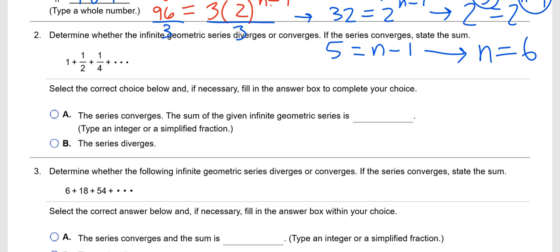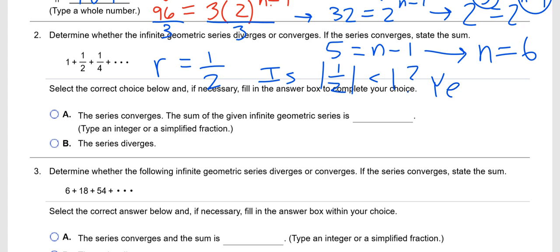Okay, find me the multiplier. On question 2, what are we multiplying by? Any term divided by the previous term. Stop looking at Oogway. Come on, what do we got for the multiplier? 1/2, thank you. The absolute value of 1/2 is less than 1, yes. Therefore, we do what? Use the formula.